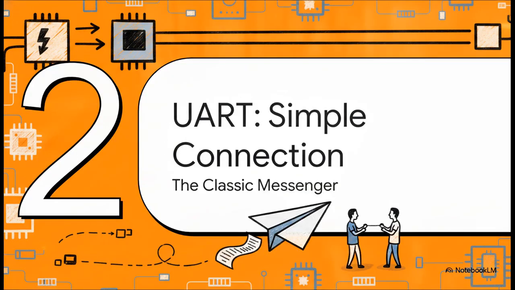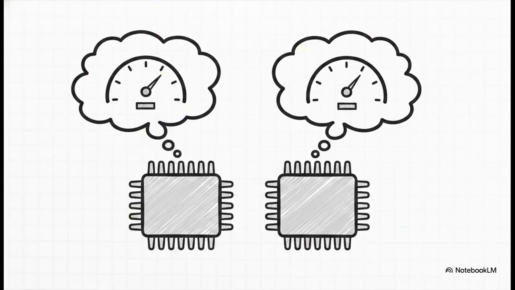Moving right along to our first contestant in Section 2, UART, the simple connection. UART stands for Universal Asynchronous Receiver Transmitter. It's actually one of the simplest protocols out there, dating all the way back to 1960s teletype machines, yet it's still incredibly popular today. Now notice that word asynchronous. That means UART doesn't use a ticking, shared clock signal to keep the two devices in rhythm. Instead, both sides just agree in advance on a communication speed, which we call the baud rate. Common speeds are 9600 or 115200. As long as they both know the speed, they're good to go.